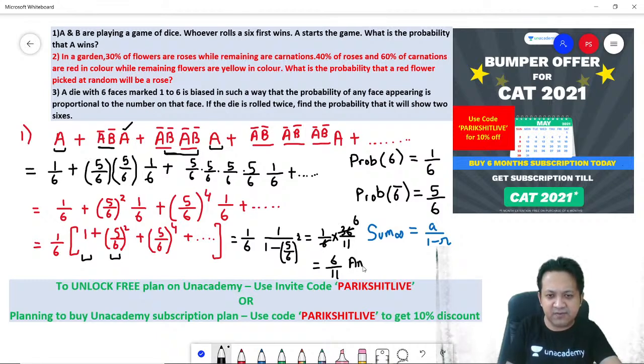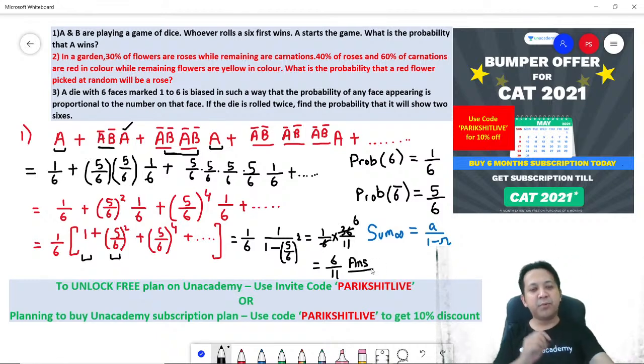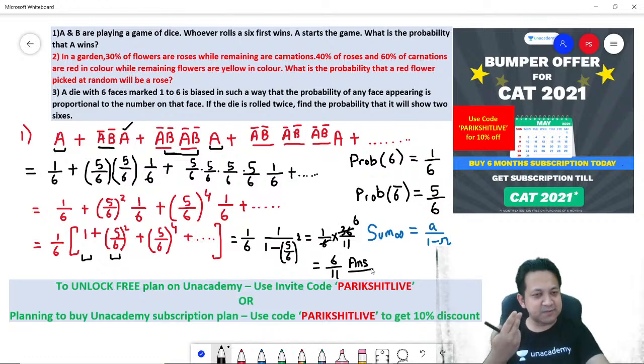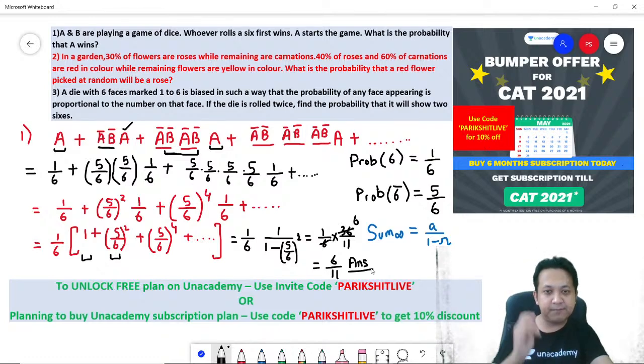6 by 11. Correct? Brilliant question. 2 concepts involved: probability and the concept of an infinite GP. I hope you understand.